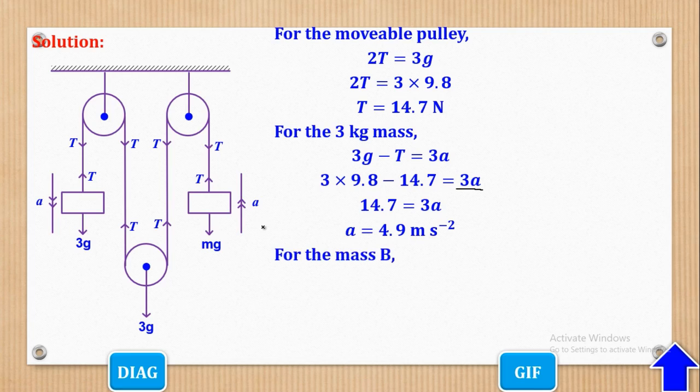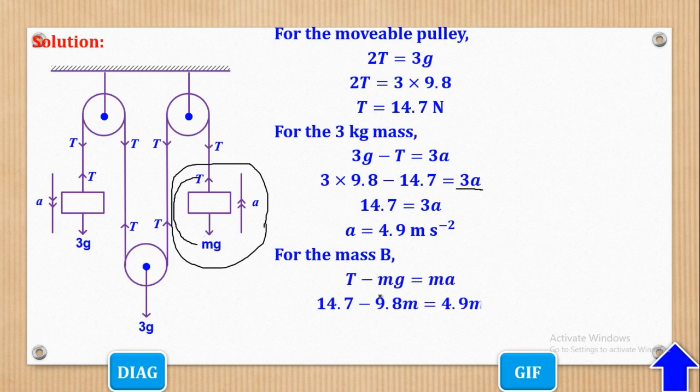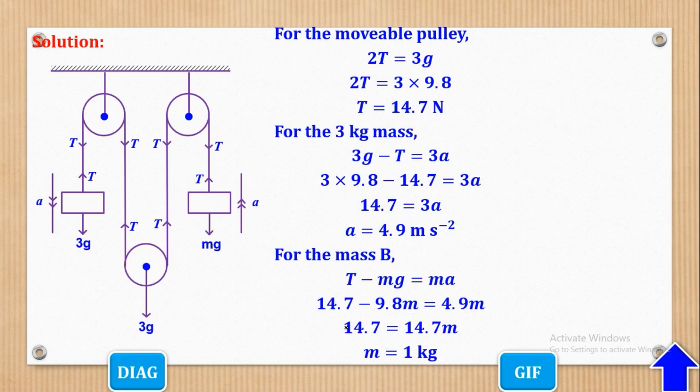Then I'll come to the mass of B, the m kilogram mass. These are the forces, and it is moving upwards, so the resultant force will be T minus mg. Therefore T minus mg is equal to ma. When I substitute for T, g and a, I remain with m as the only unknown. When I simplify and make m the subject, it will become 1 kilogram. So basically that's what they wanted.